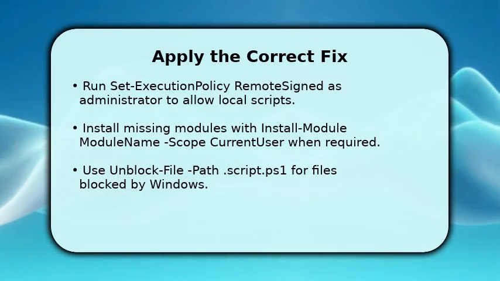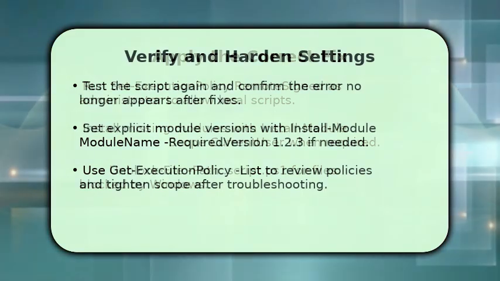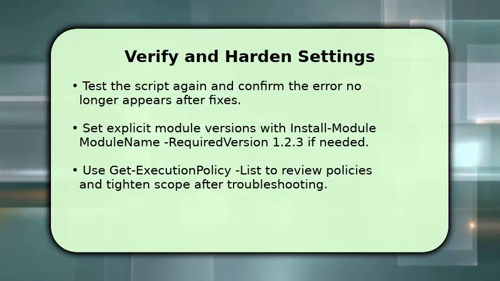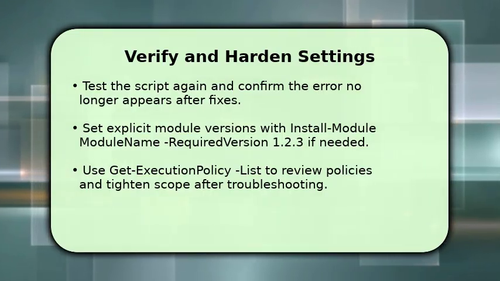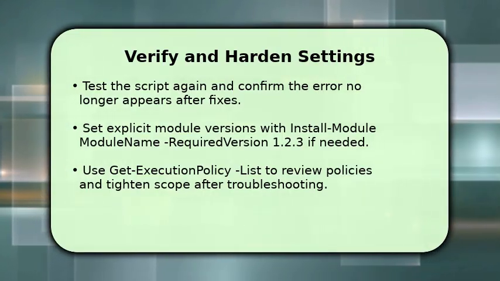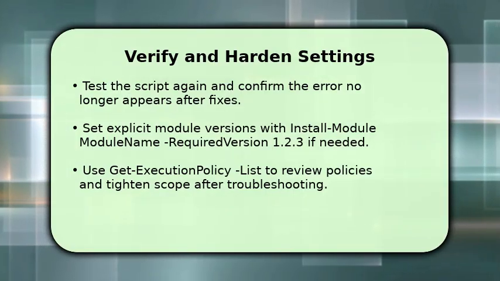Rerun the failing command after each change to isolate the specific fix. After applying fixes, test the script again and confirm the original error no longer appears. If you need consistent behavior, set explicit module versions with Install-Module name -RequiredVersion 1.0.